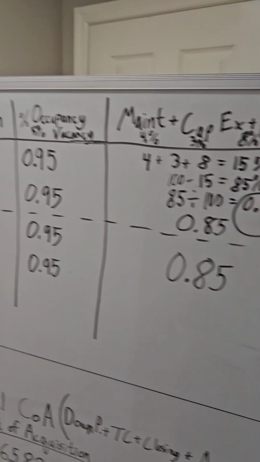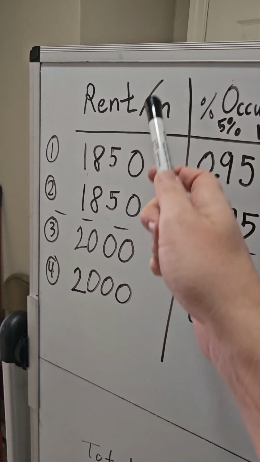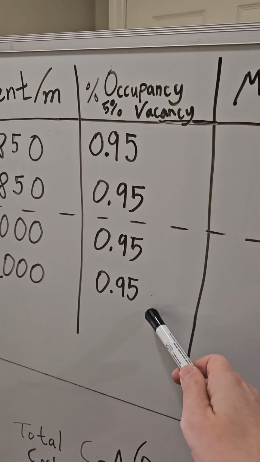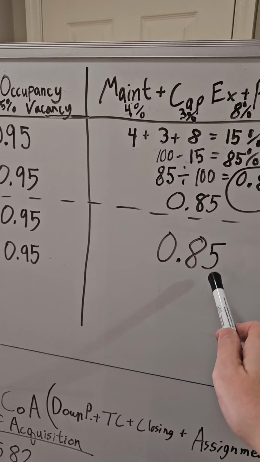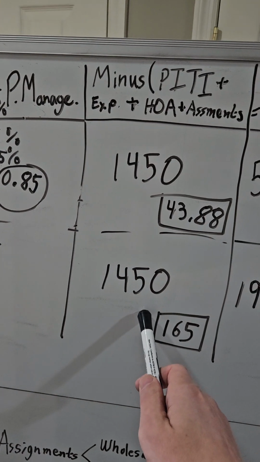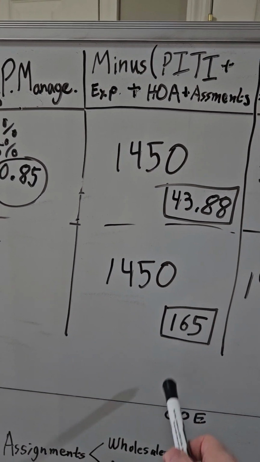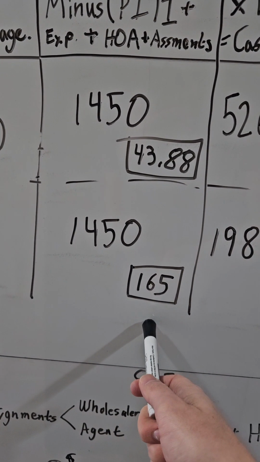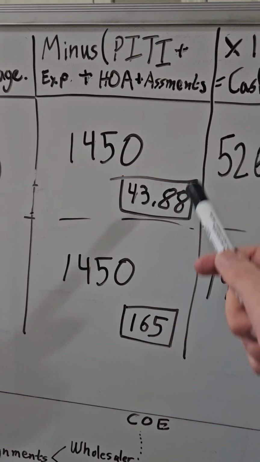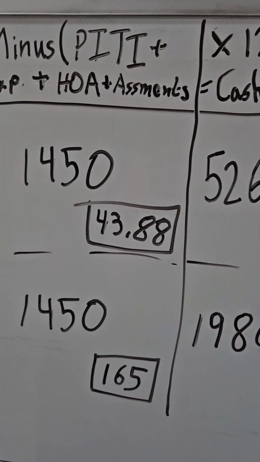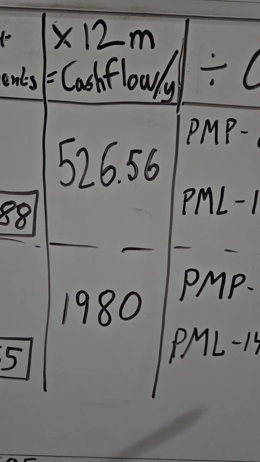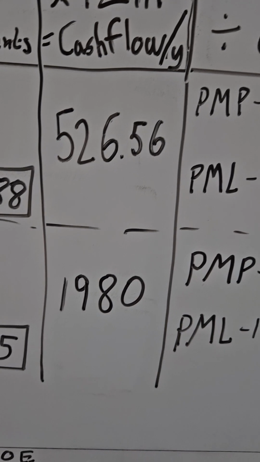So let's back up real quick. Looking through the rent per month, if we went up to $2,000 a month, still have our 5% vacancy here, the same maintenance and CapEx and property management, minus the same PITI. Now we're getting $165 per month. So a little over triple the cash flow, nearly 4 times the cash flow of the first deal when the rent was at $1,850. So definitely, if we were going to make this work, we want to try to get that higher rent.